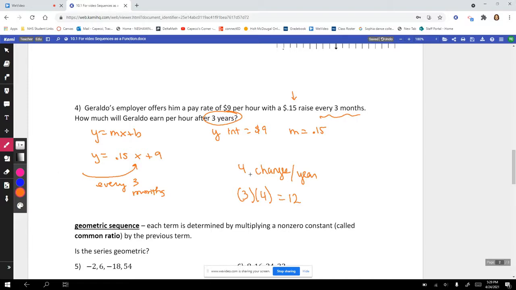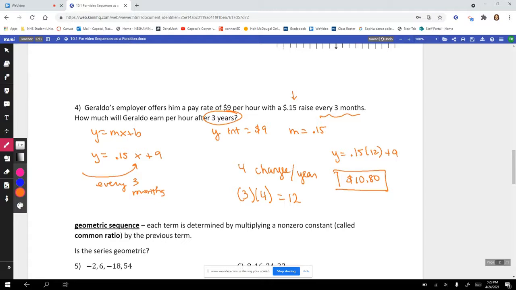So let's see what we have. That would be y is equal to 15 cents, and that's going to happen 12 times over 3 years, plus the $9 he started with. So in the end, after 3 years, Haralda's going to make $10.80 an hour.